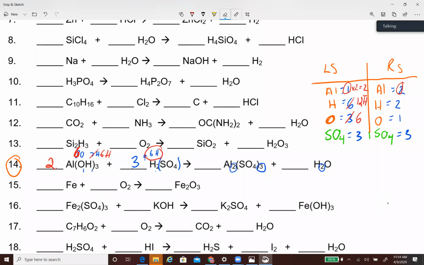Oop, why am I writing H? I need to write H. So let me just double check. That's 6 and 6 is 12. Okay, so now what I can do is go back to the right side.